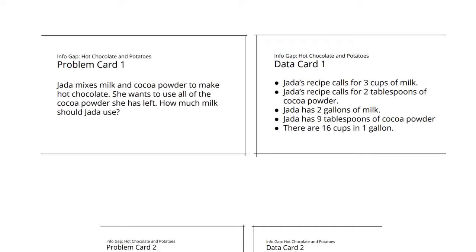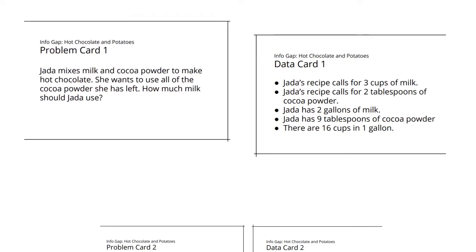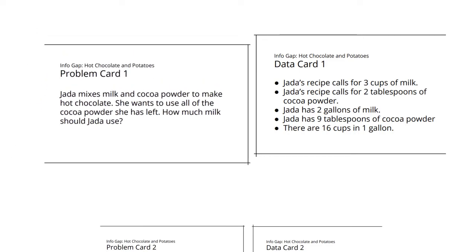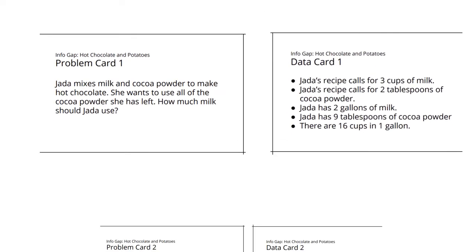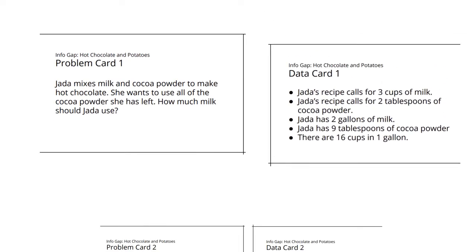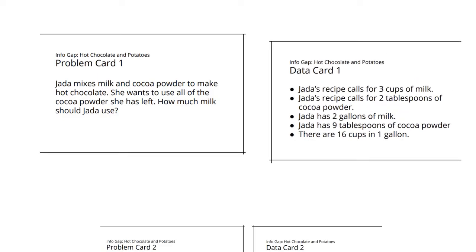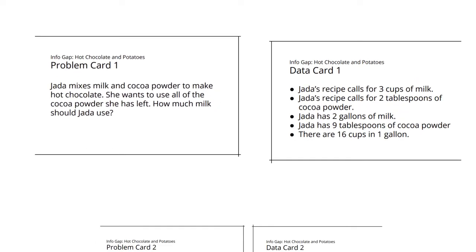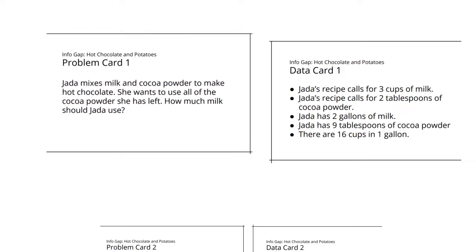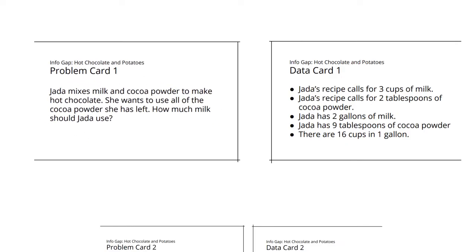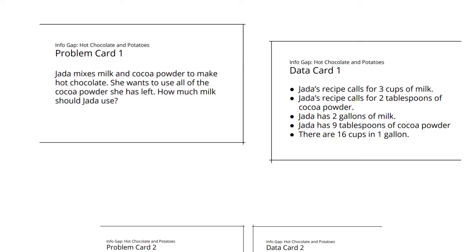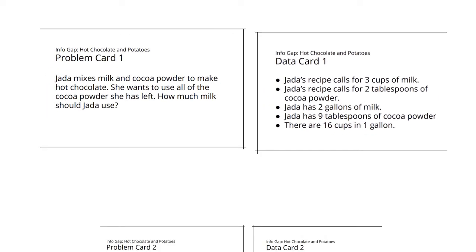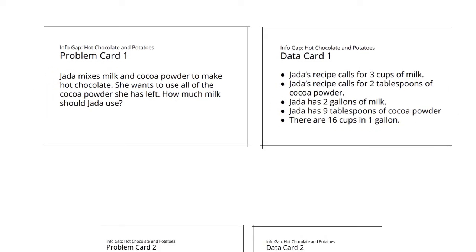And then these 2 students are going to have an academic conversation where the student who is working on the problem is going to ask the data kid questions. The data kid is going to provide the information to the problem kid so that the problem kid eventually has enough information to solve the problem. They're not going to show each other their cards. That would remove the need to have an academic conversation.